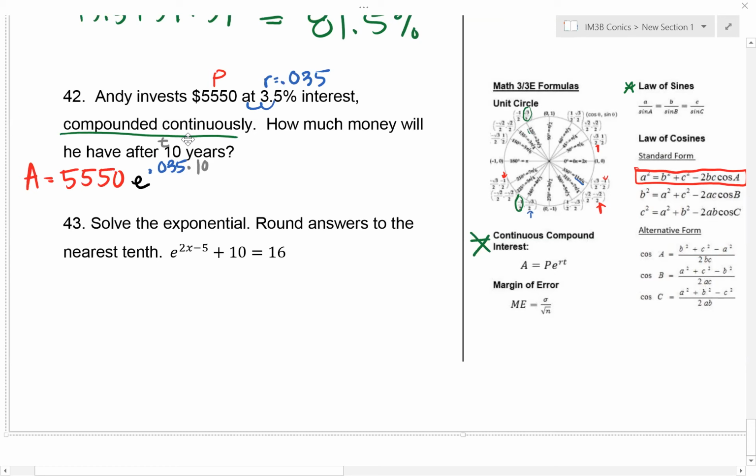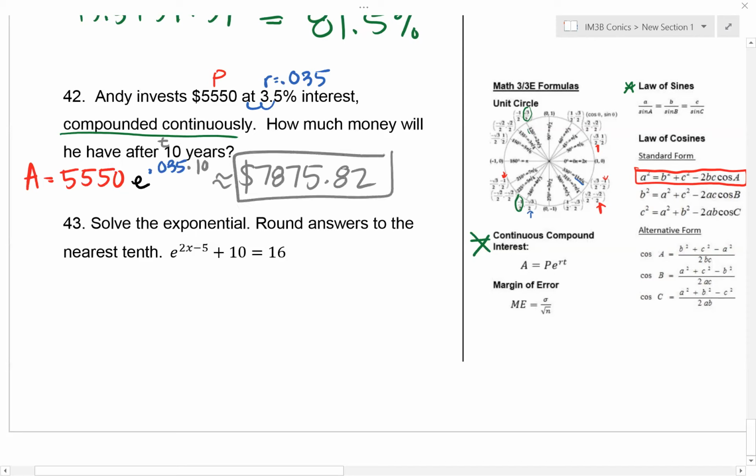So 5,550, and then you should be using E, it's usually on top of the ln button. If you hit Shift ln, it'll give you E. So E to the 0.035 times 10 is about $7,875.82. So this is really pretty easy. You're just plugging it straight into the formula. Just remember that you have to change the rate to a decimal.